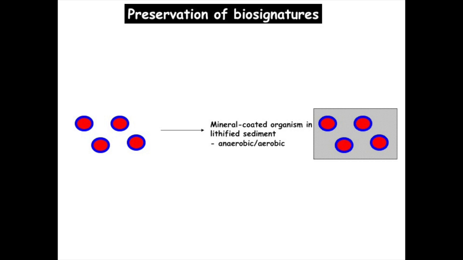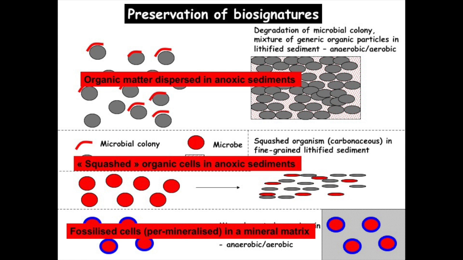organic shell. Then we have the preservation, the mineralization, permineralization, fossilization, whatever you want to call it, the mineral replacement of organic cells. And these can be preserved in sediments, anoxic or oxic sediments. So we have these three major means of preservation.